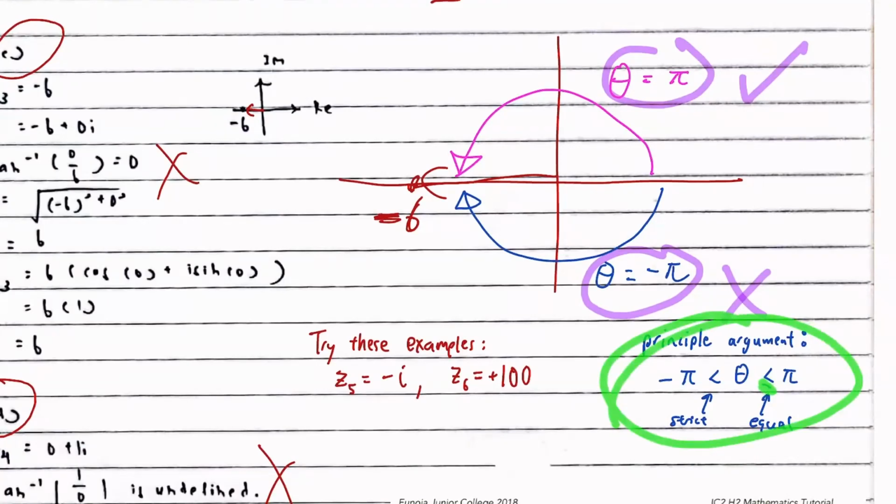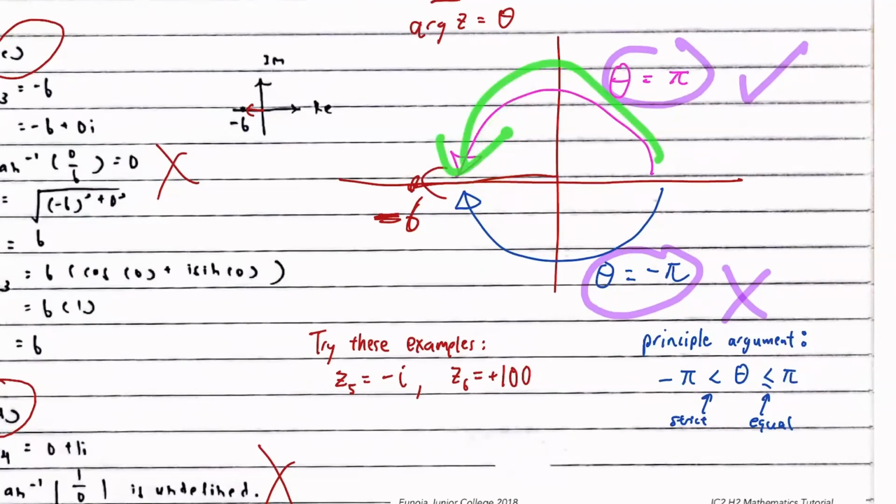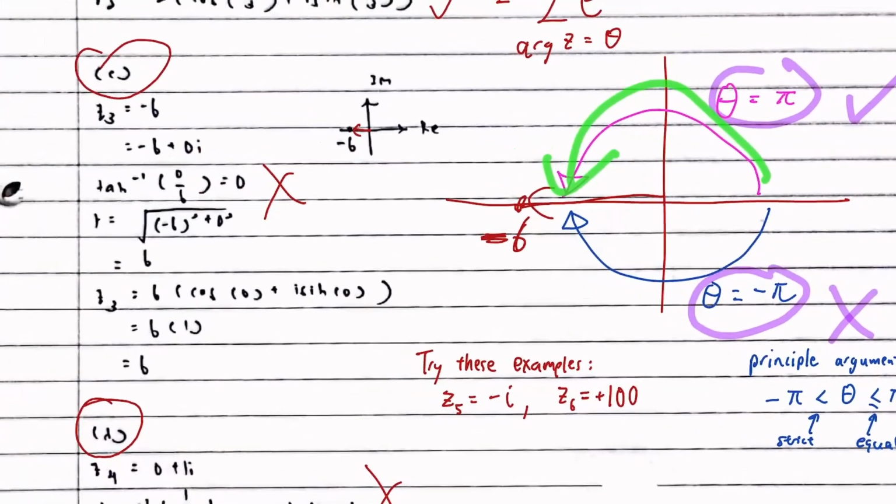Principal argument. The theta is the argument, right? The arg z. So it must be the positive angle, and it's just 180 degrees, so pi. You don't need to do any tangent inverse or anything. So here, wrong. You should conclude straight away the angle is pi.